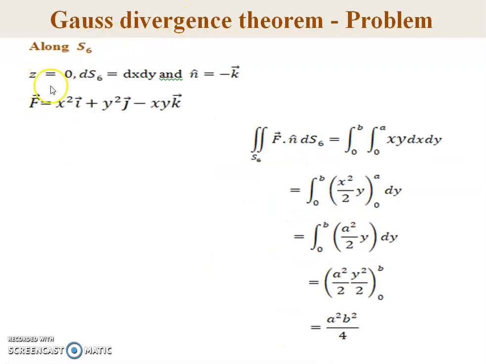Similarly S6, this time z equal to 0, ds6 equal to dx dy, and n cap equal to minus k vector. Put z equal to 0, f vector becomes like this. Okay, now we have to find f vector dot n cap. Take the dot product between these two. i dot k becomes 0, j dot k becomes 0, k dot k becomes 1. Therefore we get minus into minus becomes plus xy. Now integrate with respect to x, integration of x is x square by 2. Apply the limit, a square by 2. Integrating y, y square by 2, applying the limit, b square by 2. Therefore after simplification, a square b square by 4.